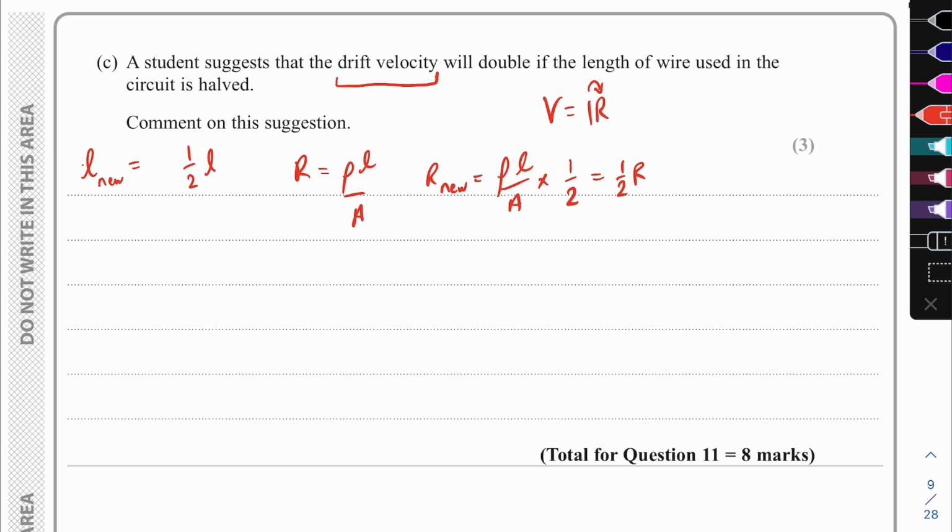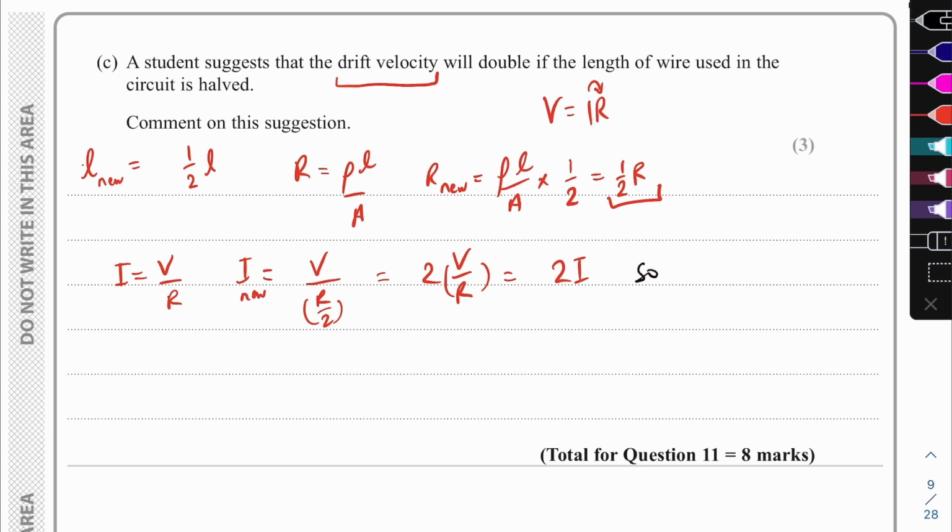So our V equals IR, or I equals V over R. Our new R is what? Is half R. So I equals V over R over 2, which is the same thing as saying what? Same thing as saying 2V over R. So that's 2 times the original I. So the current is what? Current is doubling. So you can write all this calculation. The current doubles.